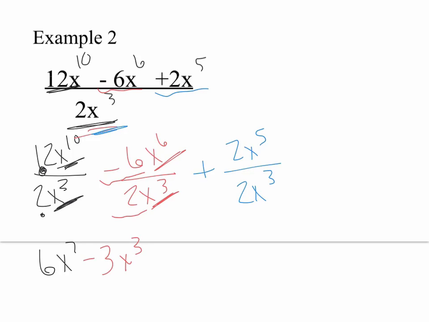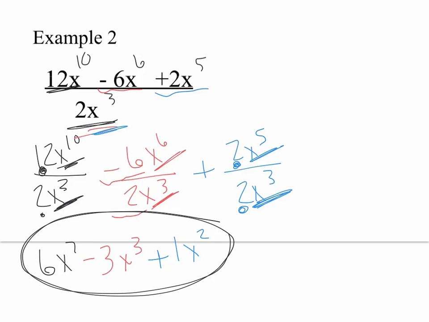And then our last term, our coefficients, 2 divided by 2. So that's positive 1, so plus 1. And then our exponents. So we have x to the 5th and x to the 3rd. So subtract these. 5 minus 3 would be x squared. And we don't have any like terms. So this is our final answer: 6x to the 7th minus 3x to the 3rd plus 1x squared.